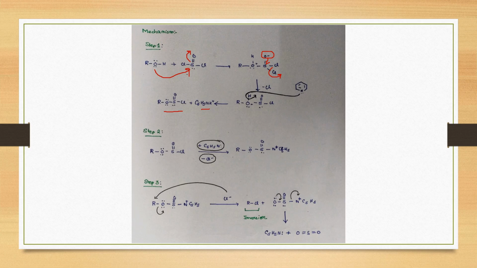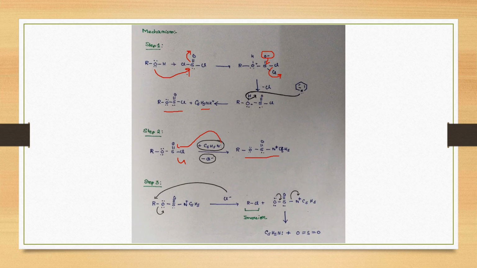Again, another molecule of pyridine is attacking the sulfur. The nitrogen lone pair is attacking the sulfur, and the chlorine is getting removed. Here we are seeing the formation of this compound, that is ROSO2N+C5H5. The pyridine is getting attached to sulfur.